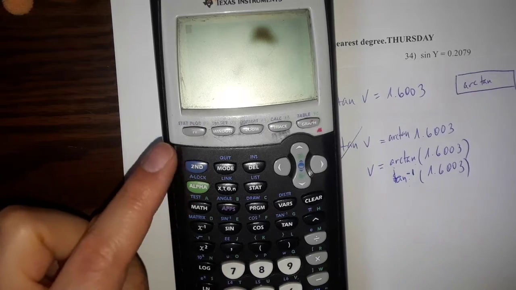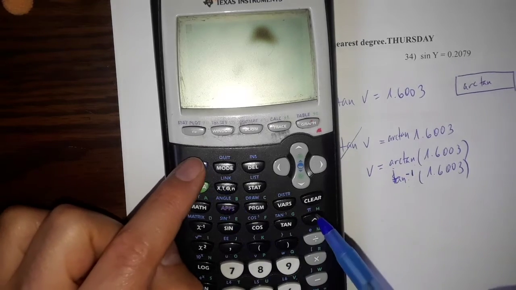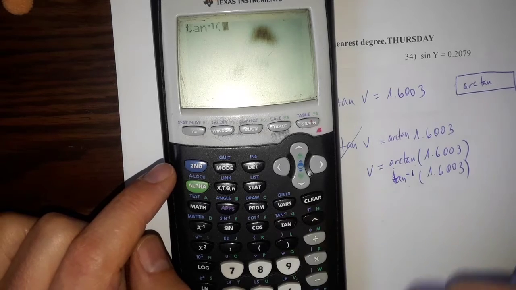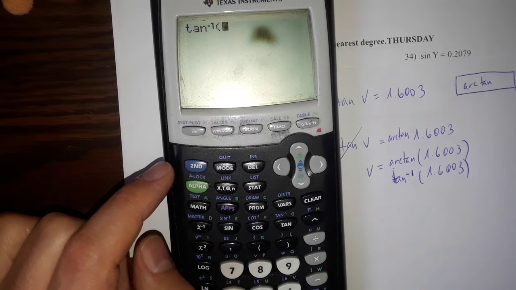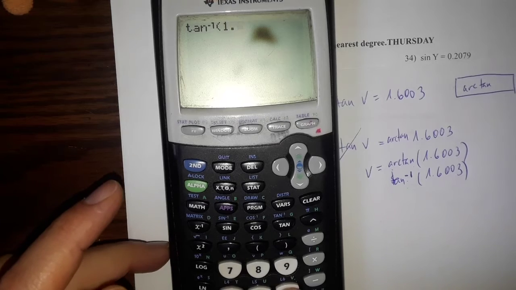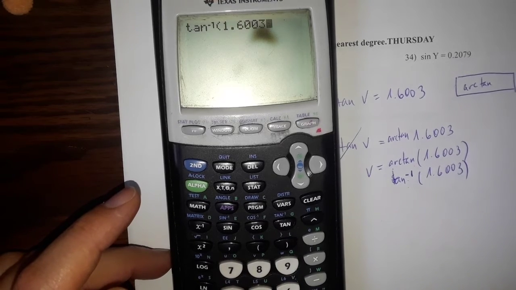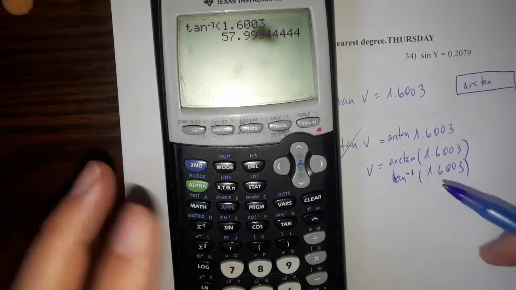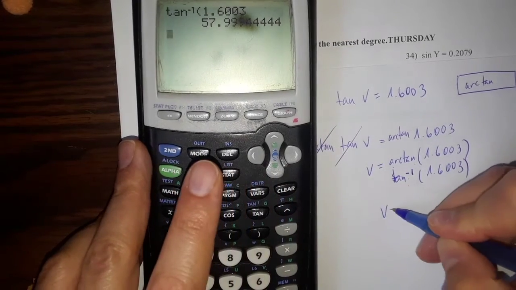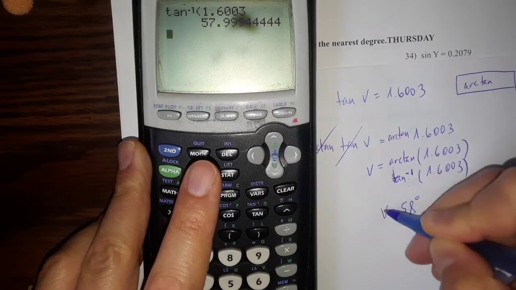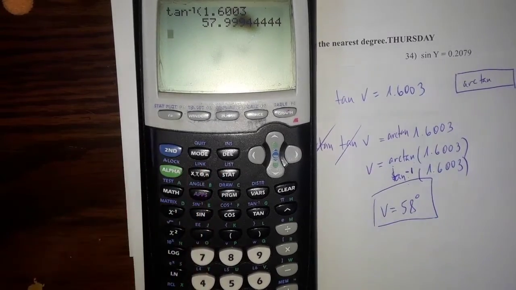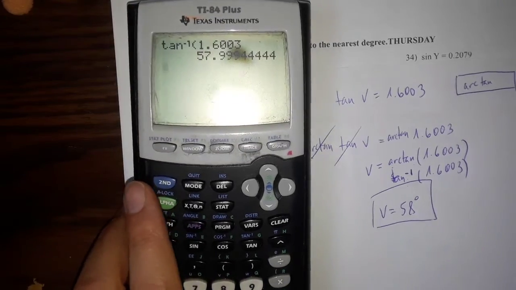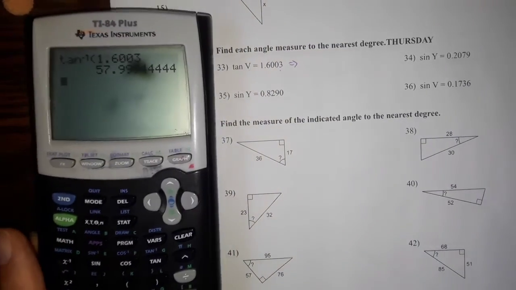So we're going to click here on second, and then arctangent, and then 1.6003. And what we get is 58. So V is 58, and that's in degrees. You can also do it in radians if you wish. So that's the way we solve it.